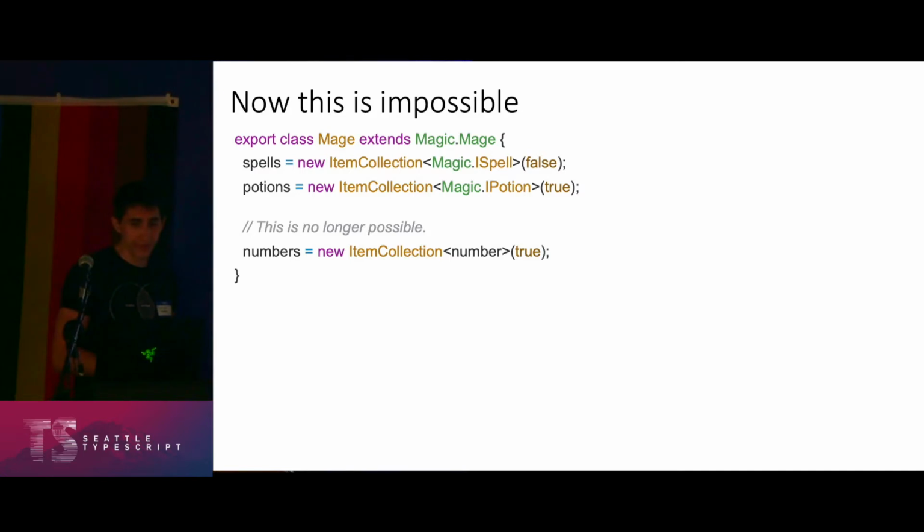In other words, because spell and potion implement our interface, they'll work, but number will not. This will no longer be possible, or any other type that's not going to work in our little game.